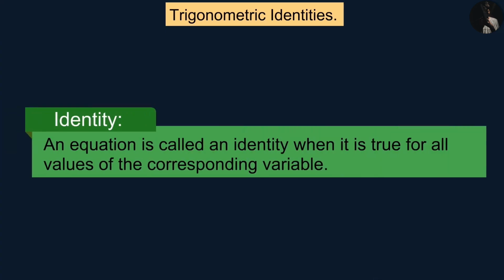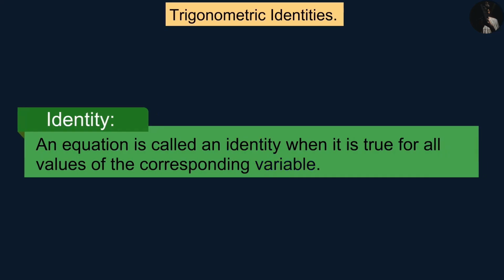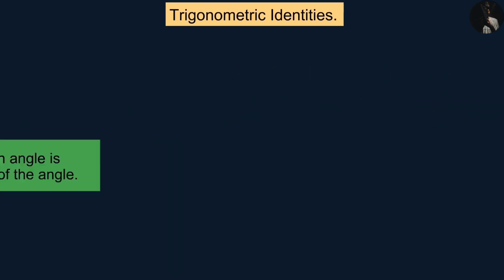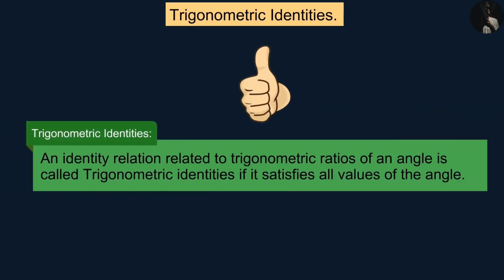We know that an equation is called an identity when it is true for all values of the corresponding variable. But can you tell what is trigonometric identity? Well done! An identity relation related to trigonometric ratios of an angle is called trigonometric identity if it satisfies all values of the angle.